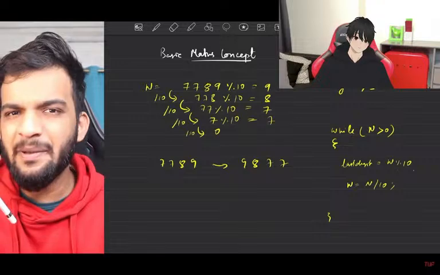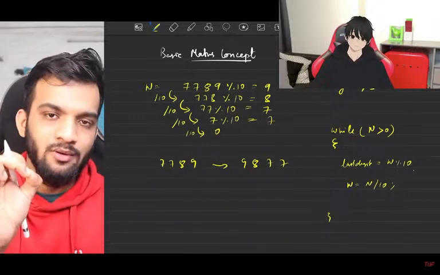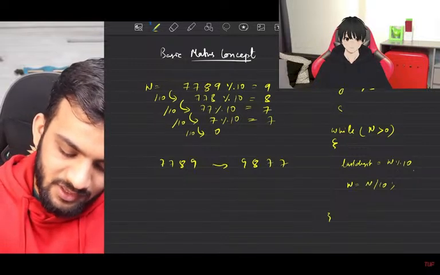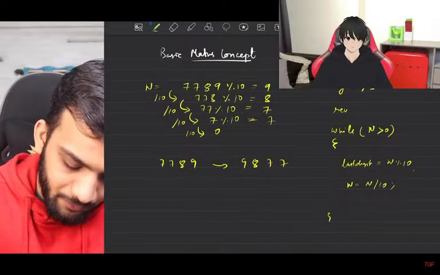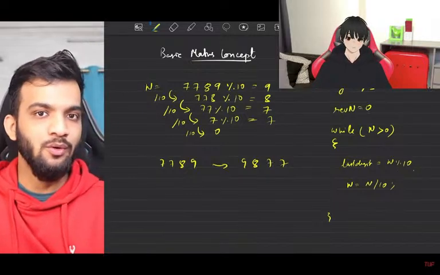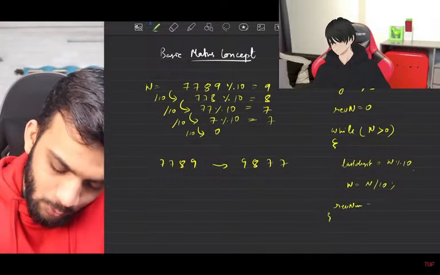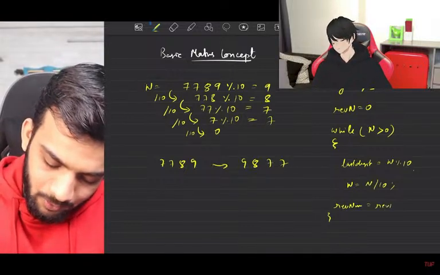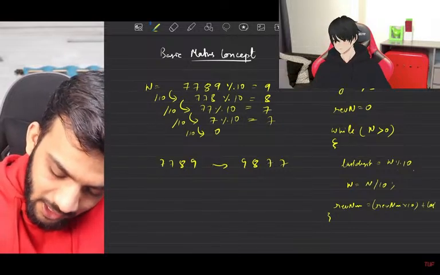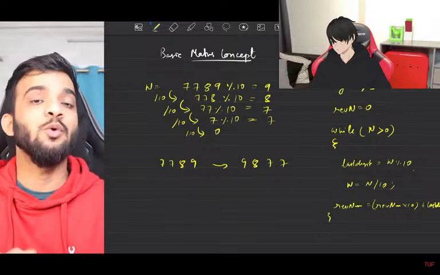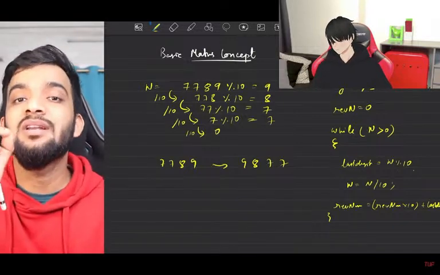This is where the basic maths comes in. What you do is, you define a variable, sum, or maybe reverse number, equal to 0. And you say reverse number equal to reverse number into 10 plus last digit. Remember this. This is what you say. Reverse number into 10 plus last digit.